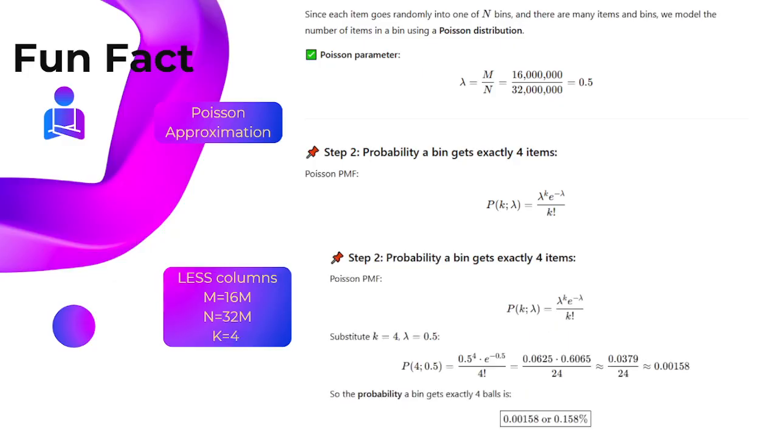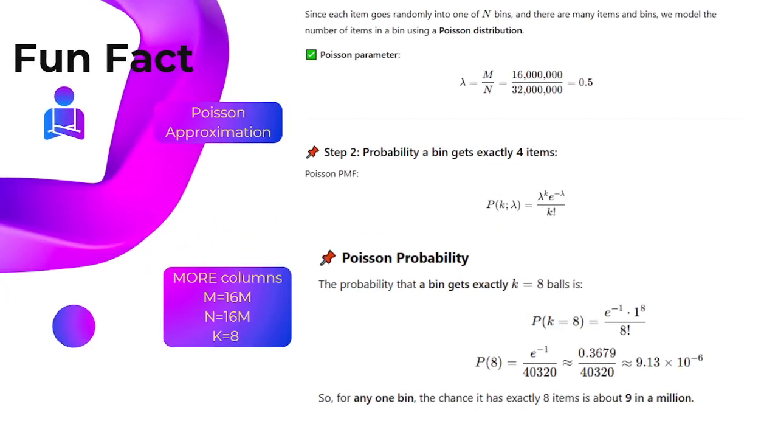So it's a significantly improved probability, because getting 8 collisions inside a bin is 9 in a million. Getting 4 collisions inside each bin was 1580 in a million, so the probability was much, much higher. The more columns, the more elements we have inside each bin to handle this. The size of the bin matters significantly. The deeper you make the bin, the probability goes down significantly. So that's the fun fact about the hash.